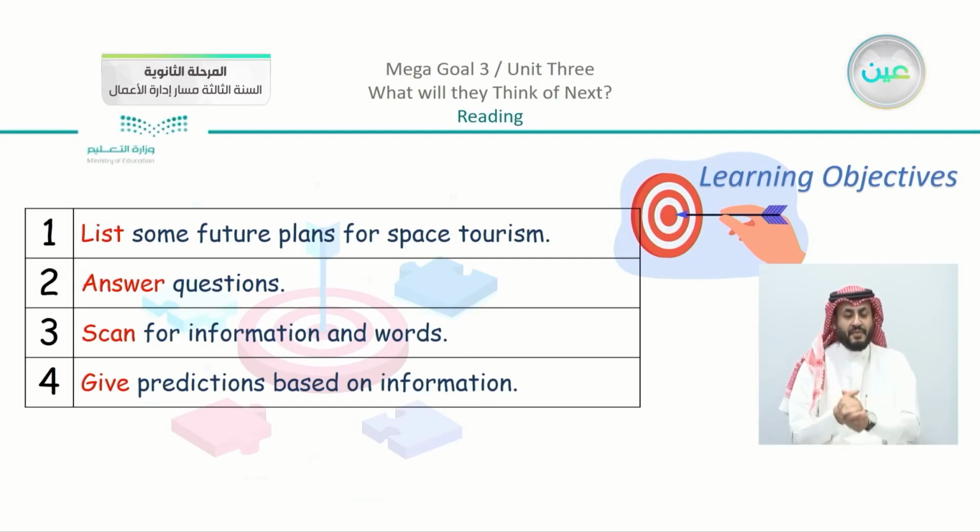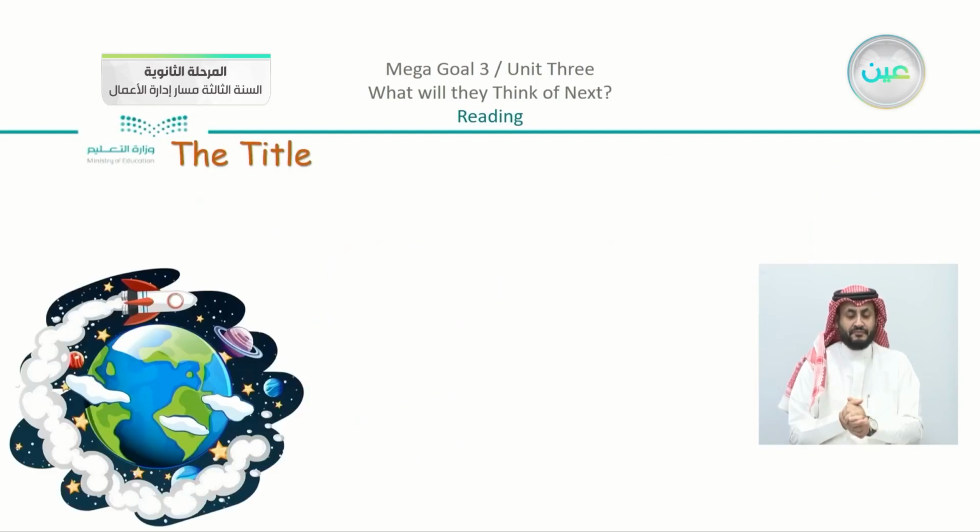We have the objectives. First of all, to list some future plans for space tourism. Number 2, to answer questions. Number 3, to scan for information and words. And number 4, to give predictions based on information. So we have interesting details that we're going to read.